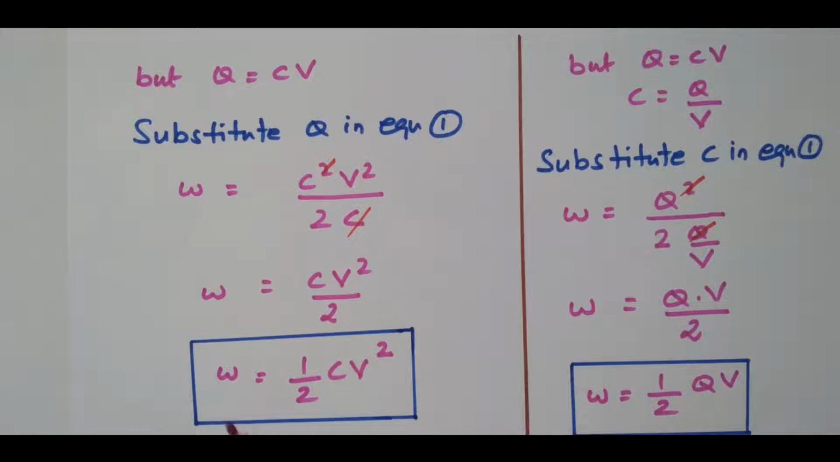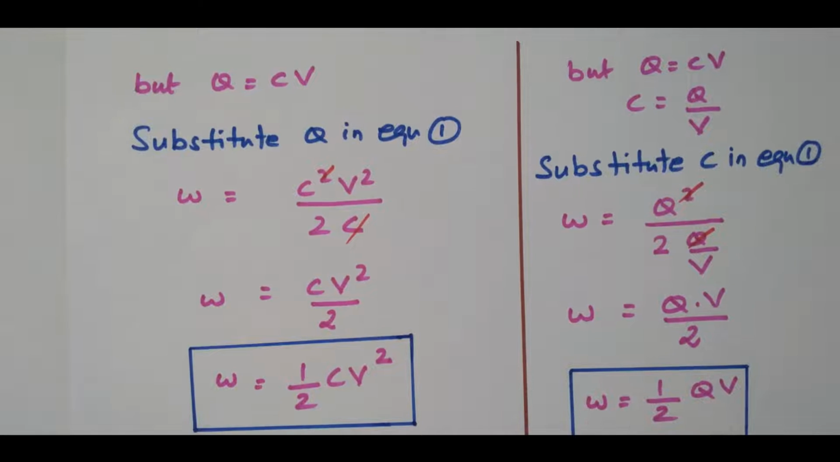Energy stored in a capacitor, another formula, is half CV square. This is a very standard formula: half into capacitance into voltage square, half CV square. This is the second form. Now we'll go to the third form.